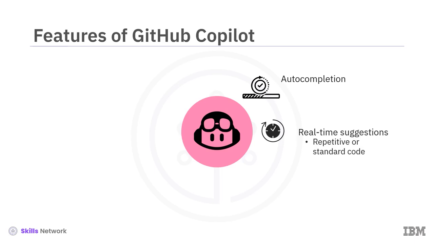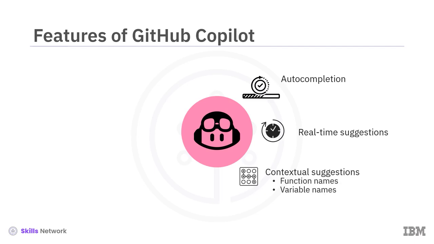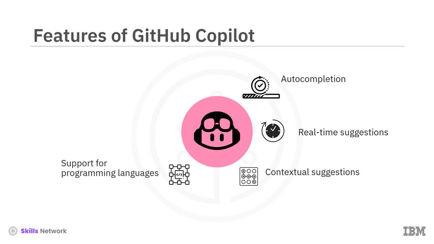GitHub Copilot generates suggestions based on the code context, including function names, variable names, and even algorithm implementation. For example, while coding in a Python project, when you start writing a for loop, and declare a variable such as total_quantity, GitHub Copilot can provide suggestions for the loop structure and calculations. It supports a wide range of programming languages, such as Python, JavaScript, Java, C++, and many more.